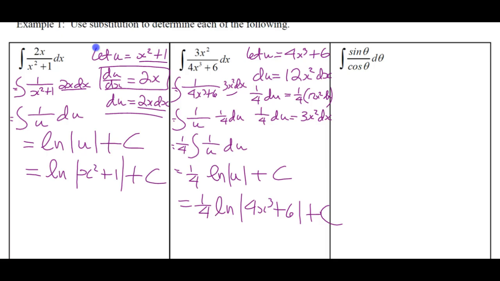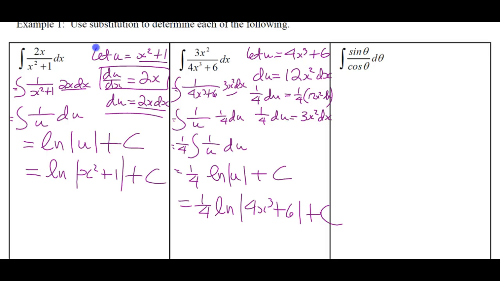Okay, next one. What's u going to be? Cosine theta. Yeah, cosine theta. This is all about the 1 over u. If I can get this as 1 over u, because otherwise you're going to do sort of an anti-quotient rule. One over u is your target, because then I know it's just ln absolute value of u.